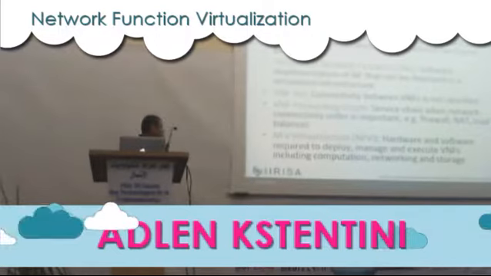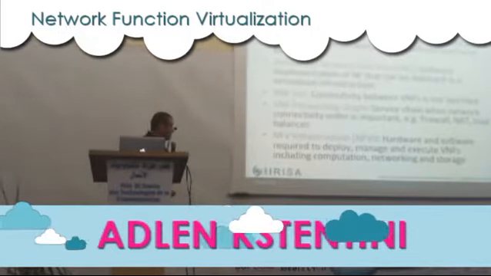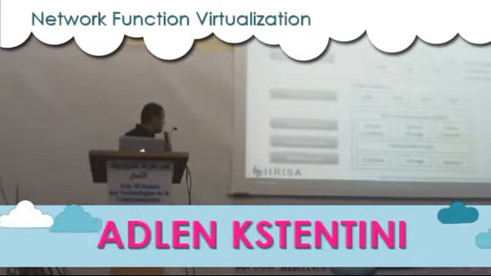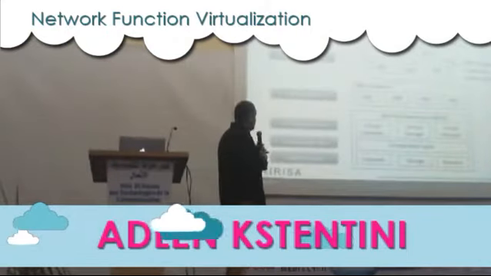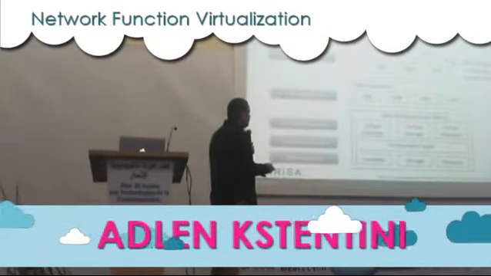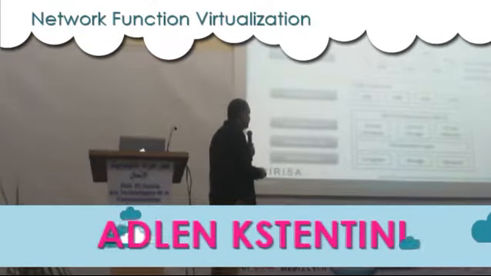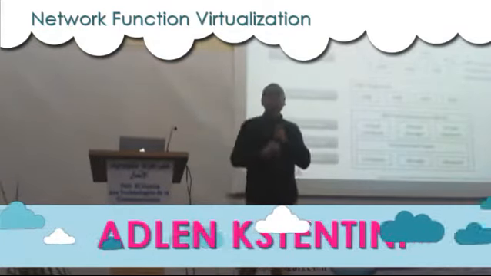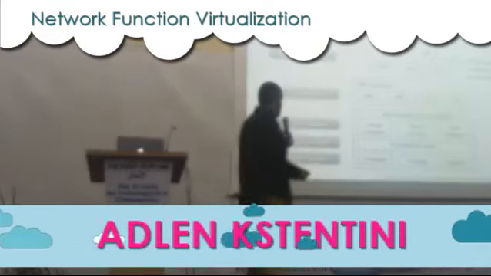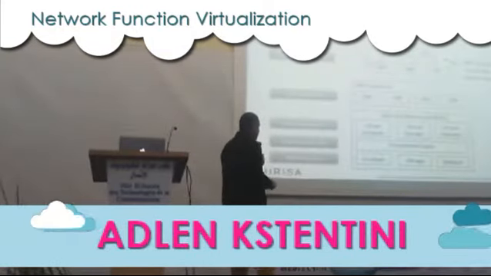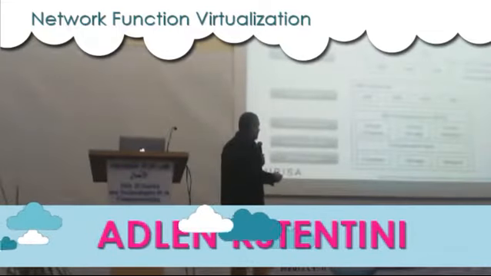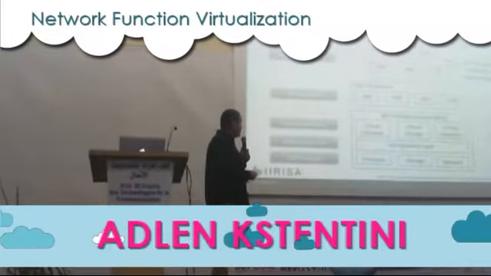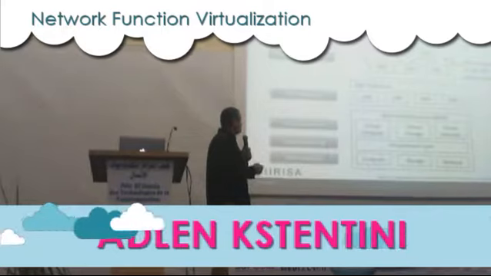We have the NFV infrastructure, which contains all the hardware and software required to deploy, manage, and execute virtual network functions, networking, and storage. Here's the big picture of this. At the low level, we have the network function infrastructure, which contains the virtual compute, the virtual storage, and virtual network over a virtualization layer, which is provided by KVM or Xen. We have the real compute and hardware storage, and here we have the VNF instances. These VNF instances rely on this to provide such services.